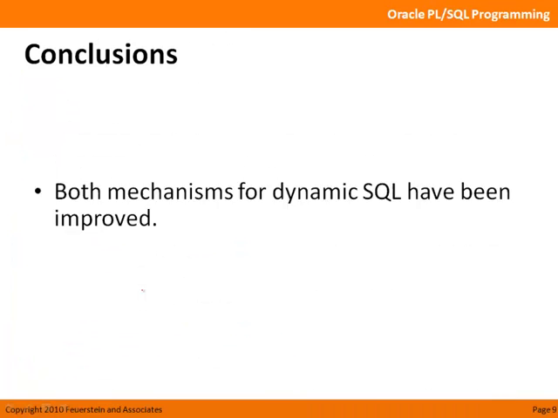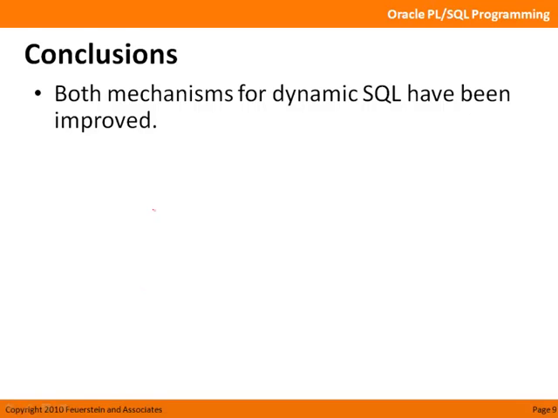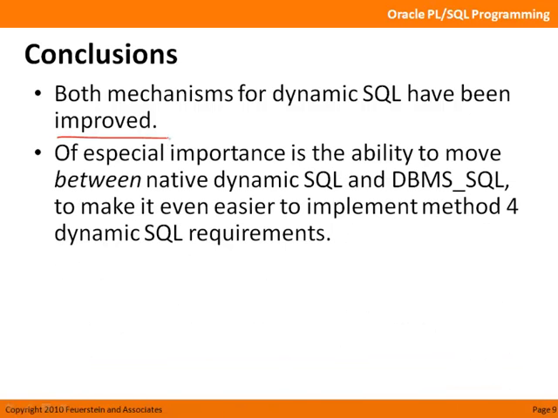Conclusions. So both mechanisms for dynamic SQL have been improved. Actually, DBMS_SQL probably has the biggest impact with all the security enhancements, now supporting the CLOBs, but mainly the ability to move between native dynamic SQL and DBMS_SQL is really critical. And now if you do have to implement method 4 dynamic SQL requirements, it's so much easier than it was before. You can now say, well, I have to use DBMS_SQL to select my multiple elements, and that's cumbersome and difficult, but at least I can do it.